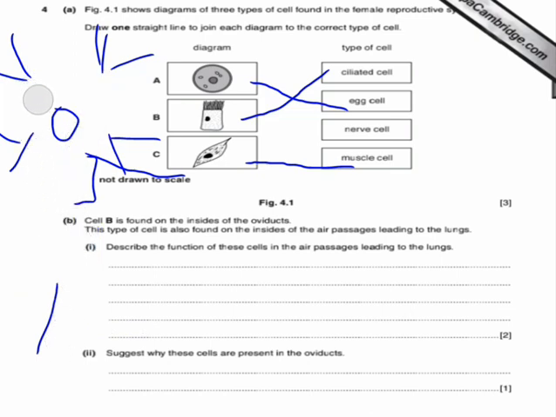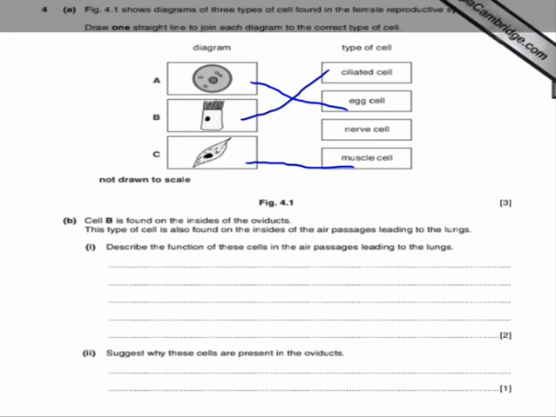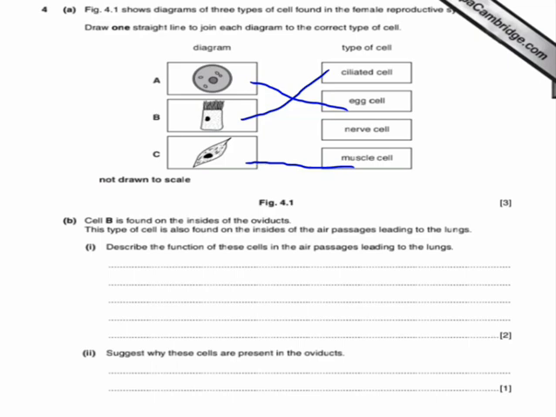So let's move on to the next one, which is B. As for B, it is saying cell B is found on the inside of the oviduct, okay? The other name for the oviduct is the fallopian tube. Now, the question is saying this type of cell is also found on the inside of the air passage leading to the lungs, okay?